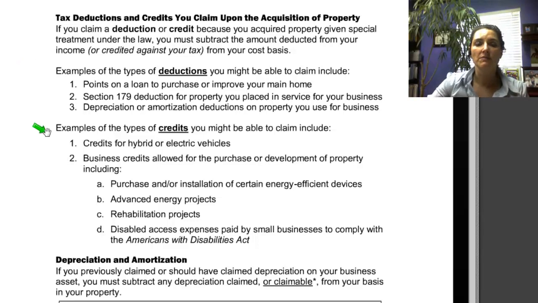Examples of the types of credits you might be able to claim include the credit for hybrid or electric vehicles, business credits allowed for the purchase or development of property, including purchase and or installation of energy-efficient devices, advanced energy projects, rehabilitation projects, and disabled access expenditures paid by a small business to comply with the Americans with Disabilities Act.